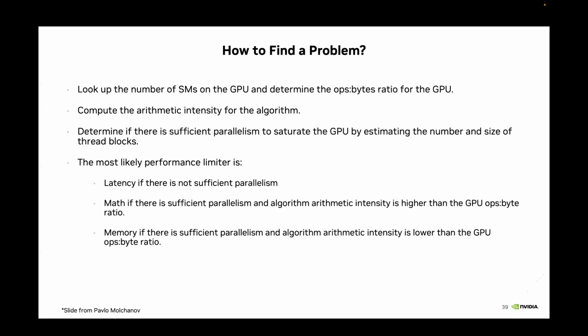Most likely, if there's not sufficient parallelism, that's the performance limiter. It could be math limited if there's sufficient parallelism and intensity. It could just be like, hey, I need a bigger GPU. I need that 4090. It could be memory: if there is sufficient parallelism but the intensity is lower than the GPU wants, it's just like, hey, I just don't have the bandwidth.